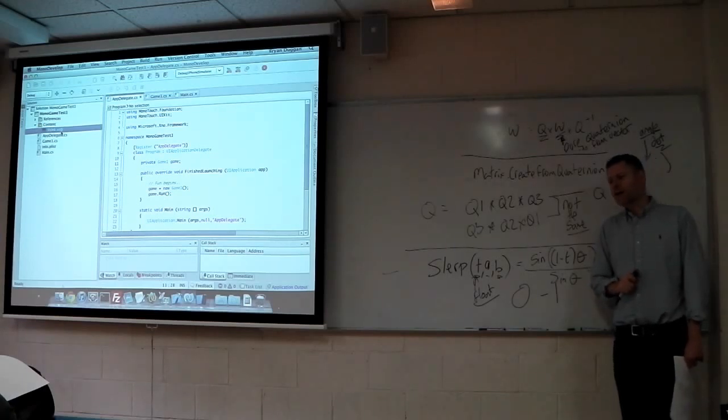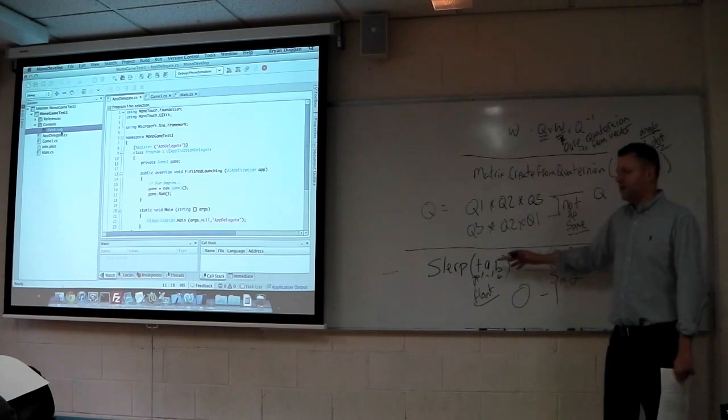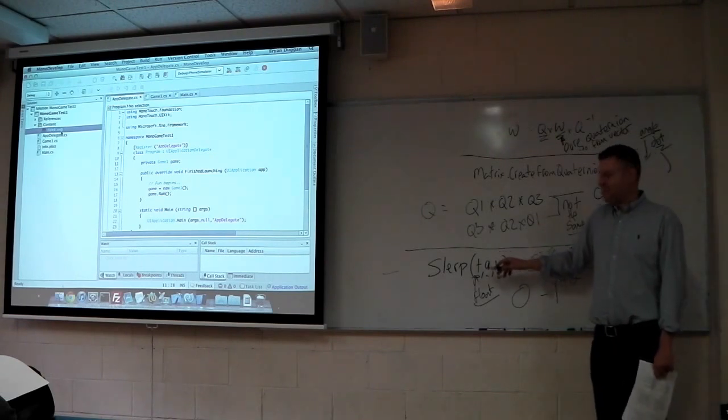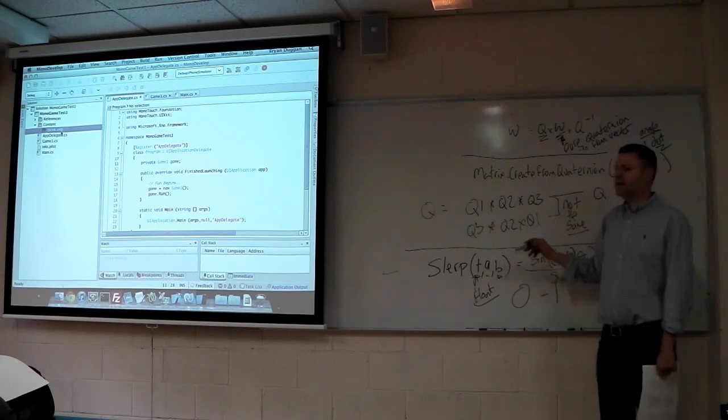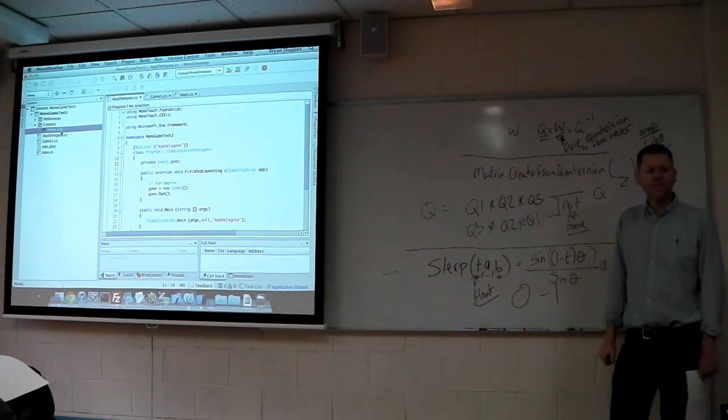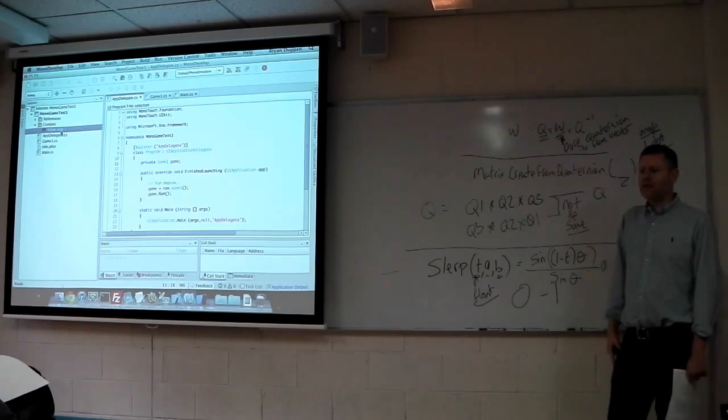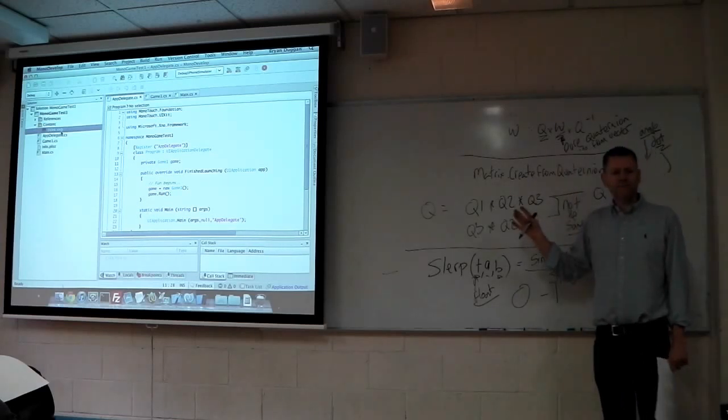It gives you back the first quaternion, A. If you pass in 1 for T, it gives you back B. If you pass in 0.5 for T, what do you get? You get a rotation which is exactly 50% of the way between A and B.